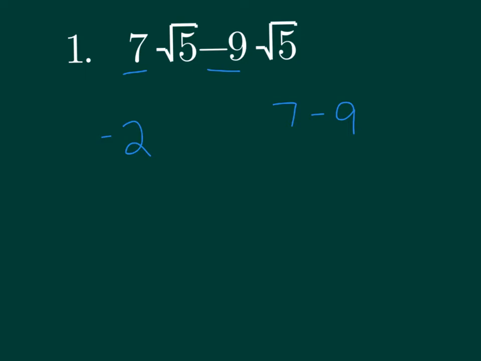Because they both have the square root of 5, we treat it like a variable. They're kind of like terms. So we're going to keep the radical the same. So our answer would be -2 square root of 5 here.